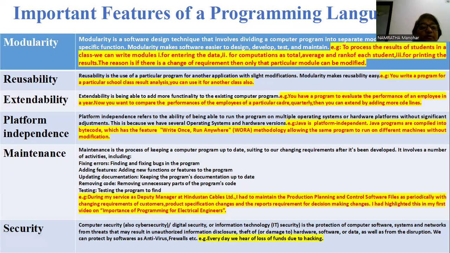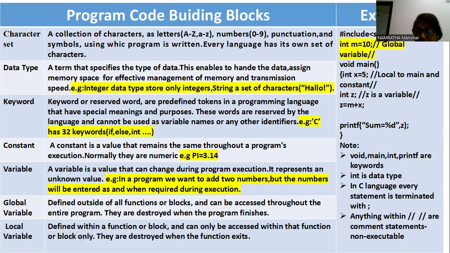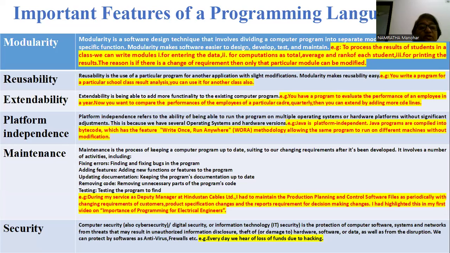Next, extendability. Software is the most fast changing product. Today your requirement is something, but tomorrow your requirement changes. So you should be able to extend your program. Extendability is being able to add more functionality to the existing computer program. You have a program to evaluate the performance of an employee in a year. Now you want to compare the performance of the employees of a particular cadre quarterly. Then you can extend it by adding more code lines.